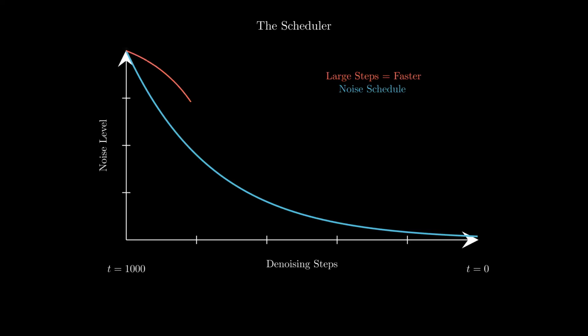Instead of baby steps, the scheduler allows the model to take giant leaps down the curve, skipping from step 1000 directly to step 900 or 800. It predicts what the image would look like if we had taken all the small steps in between. This allows tools like DALL-E or Stable Diffusion to generate an image in just 20 or 30 steps instead of 1,000, making the magic happen in seconds rather than minutes.